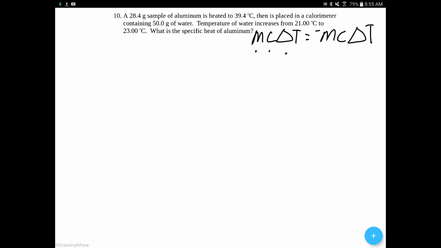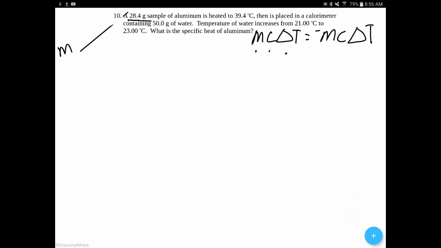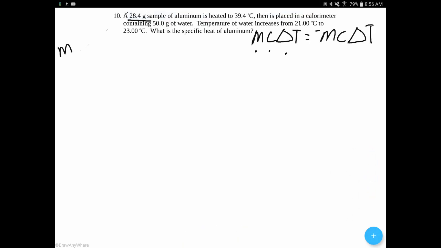So first we have a 28-gram sample of aluminum. That is mass, and since aluminum is a metal, we're going to put a little m subscript there. So the mass of that is 28.4 grams.